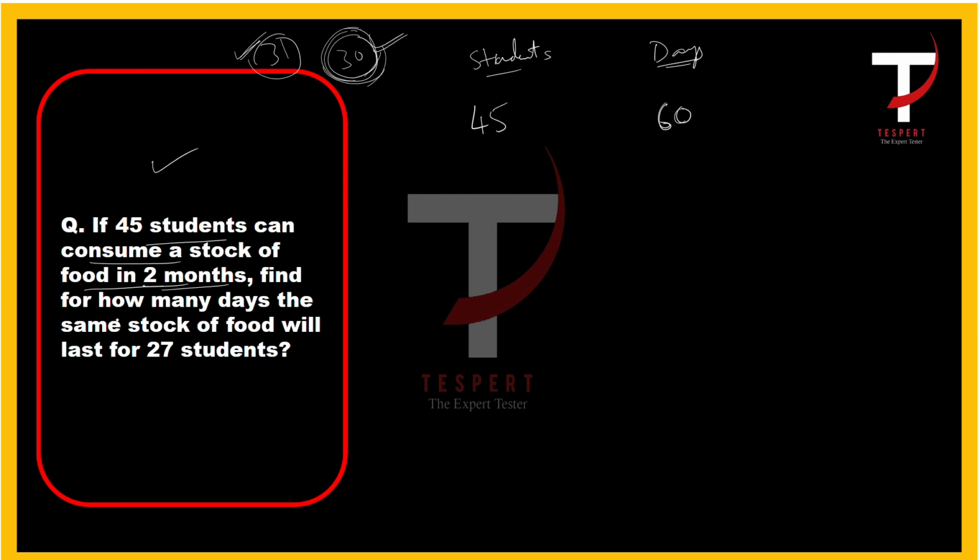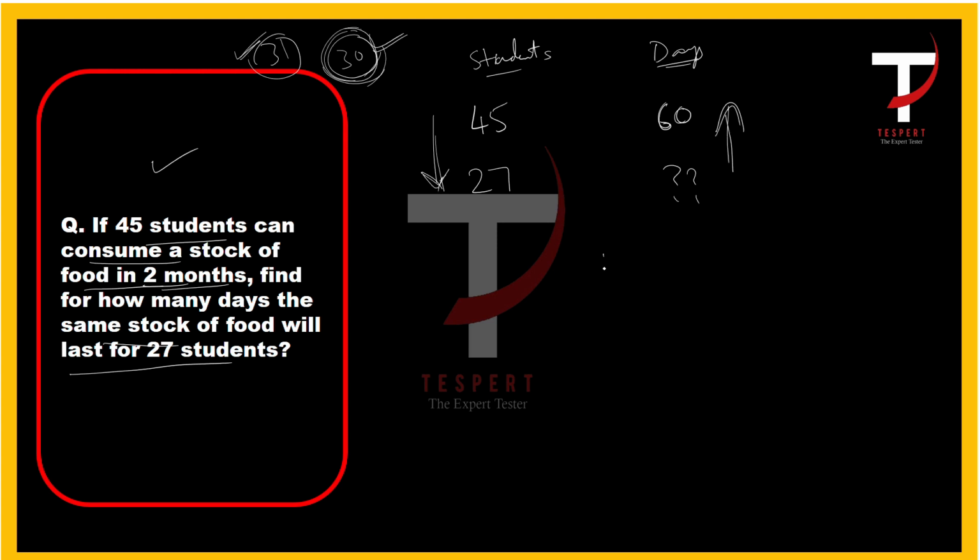And find for how many days the same stock of food will last for 27 students. So for 27 students, how many days? Okay, so here, as the number of students get decreased, the food for remaining days will definitely be increased, right? So here it is an indirect variation. This one is decreasing and this one is increasing, right?